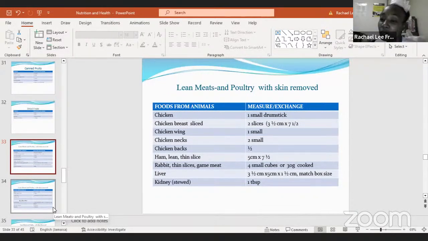And the chicken breast is one of the safer parts of the meat to eat, because it doesn't have as much fat. That's the part that doesn't really have any fat to it. It says the chicken wing, 1 small; chicken neck, 2 small. If you're having your ham, so for those of us who like to have 5, 6, and 7 pieces of ham, it is saying that you really should have a 5 centimeter by 7.5.